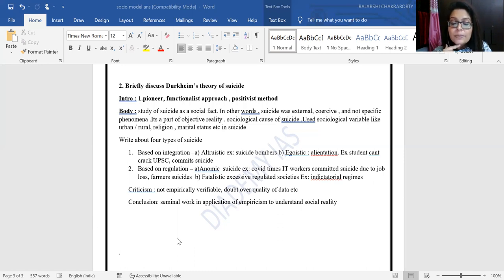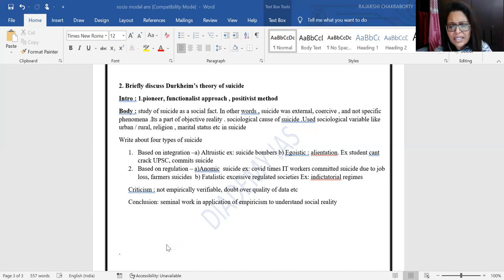It's important that you write one or two lines about the critiques of Durkheim. For example, it has been said that this body of knowledge is not empirically verifiable. It has also been found in certain places that Catholics also commit a lot of suicide, whereas Durkheim said that Protestants, with their high level of individualism, commit more suicide. That was Durkheim's proposition, but it was challenged by many. Also, they have doubts over the quality of data. So you have to write one or two lines about criticism.